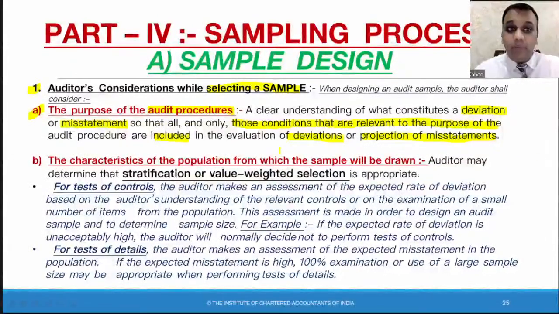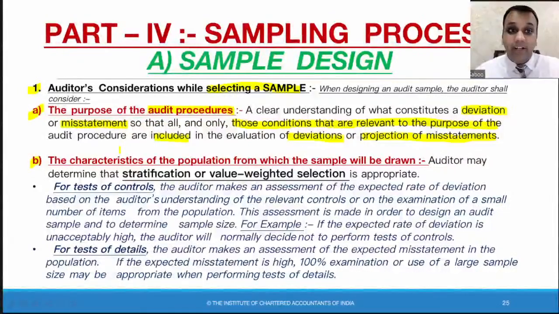So the purpose of audit procedures. Next, the auditor needs to be very much clear. I have to apply audit procedures during my audit using sampling technique. What would be the purpose of my audit procedures? While applying those procedures on the samples I'll be extracting from the population, I should have conceptual clarity that yes, I'm going to apply my procedures and this is my tolerable level of deviation, this is my tolerable level of misstatement, so that I can concentrate mainly only on those deviations or misstatements that cross those levels.